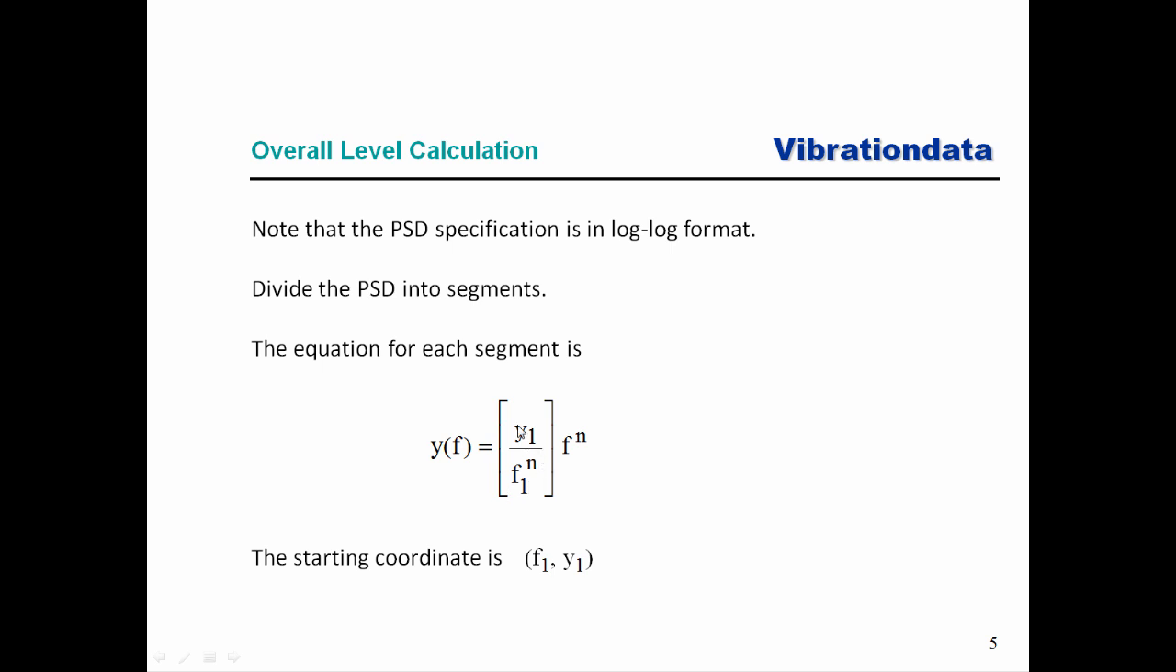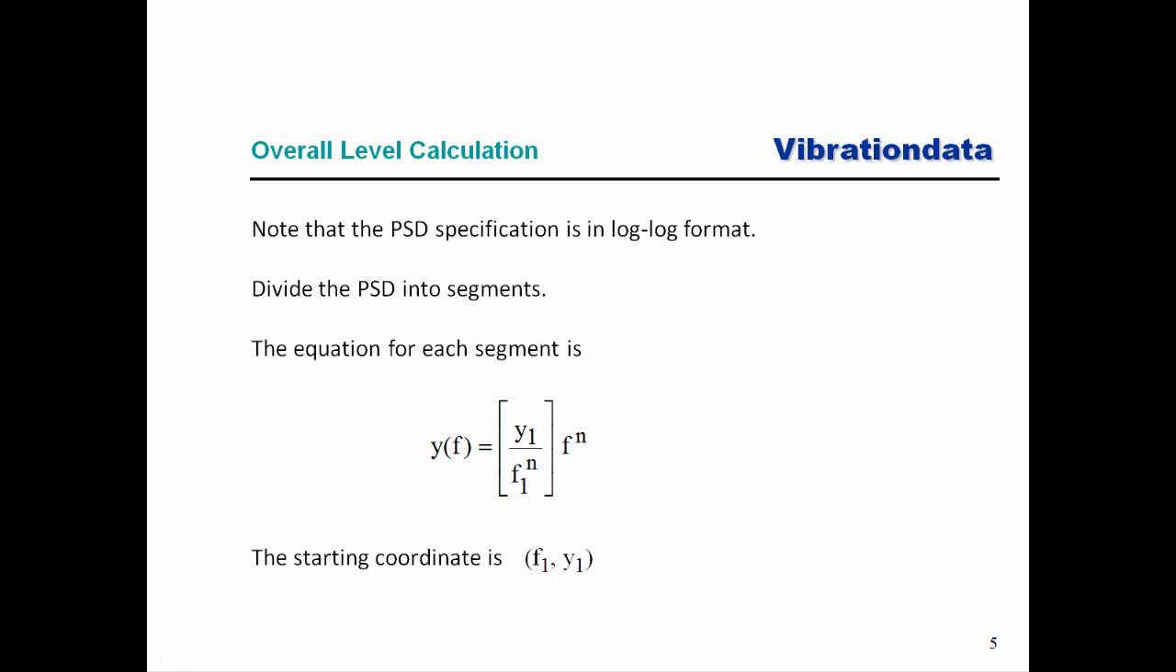We've got in the numerator within the brackets y1, so that's a known or reference PSD level, a g squared per hertz level, divided by the frequency corresponding to that reference PSD with an exponent of n. I'll explain n in the next slide. And then that's times the independent variable frequency f, which is also raised to the power of n. So our reference coordinate, or our starting coordinate, is f1, y1, so that's frequency 1, and the PSD level 1. That's where we start out.